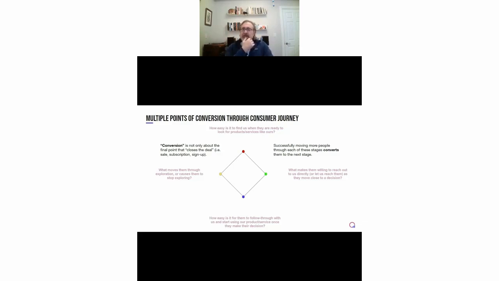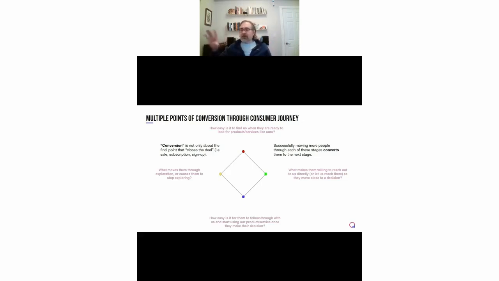So the point of this slide was that, yes, there's sales conversion, and sales conversion is of course critical to the business because the business is in business to make sales and convert into revenue. But when we talk about conversion and conversion rate optimization, there are what we often call micro conversions. So when we talk about conversion rate optimization, we can be thinking about any of these. It's not only that final point that closes the deal, but it can be moving through all of these points in the consumer journey, right?